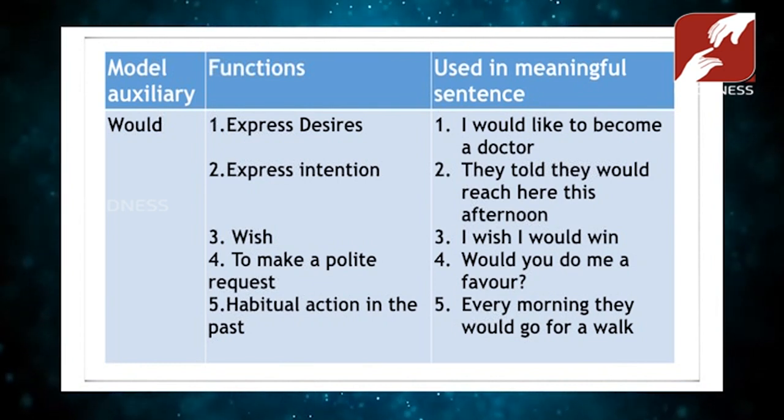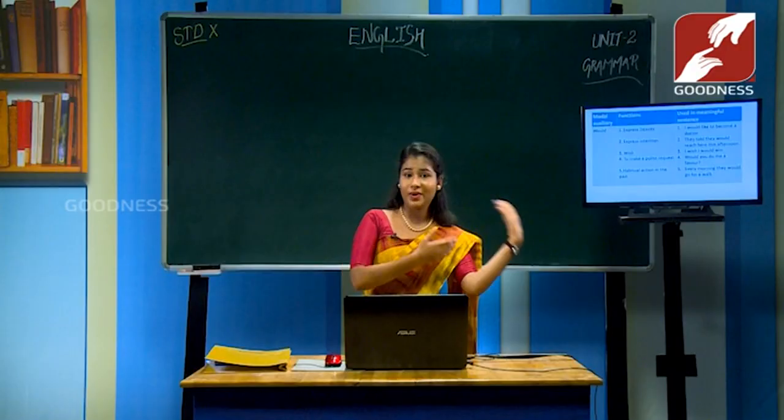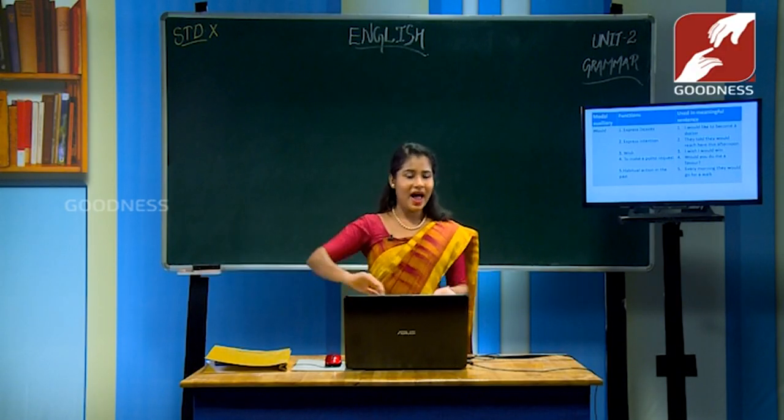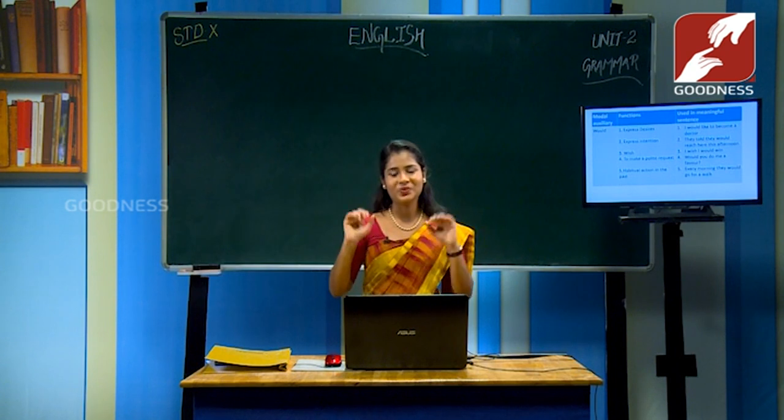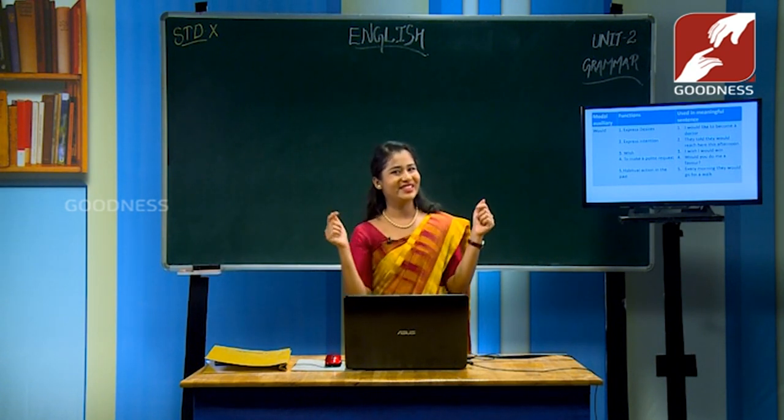For example, every morning they would go for a walk. Happened in the past, happened now and will happen tomorrow. This is an example for the modal auxiliary would. It's clear for you, isn't it? Now let us see another modal auxiliary, which is shall.